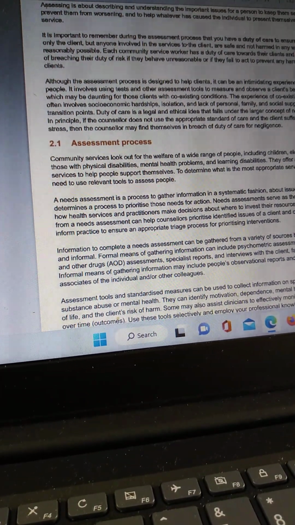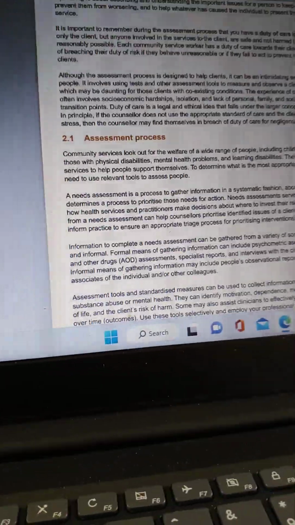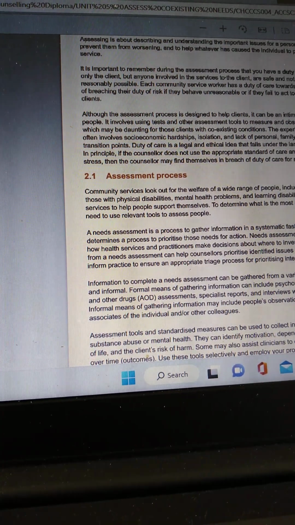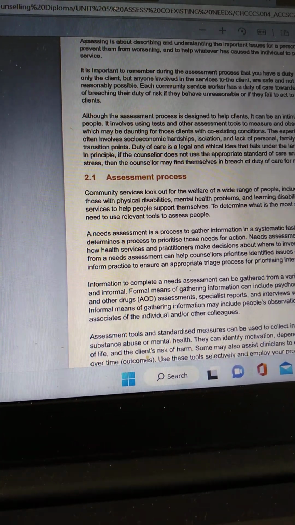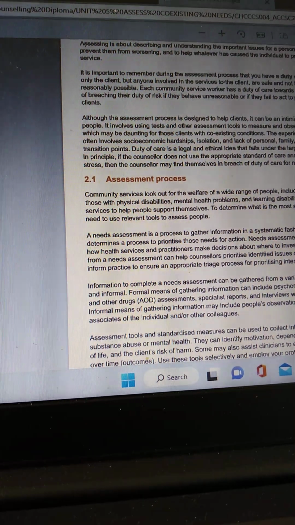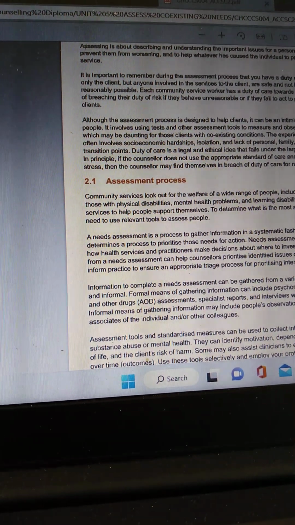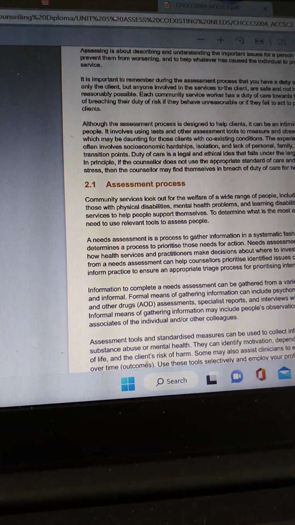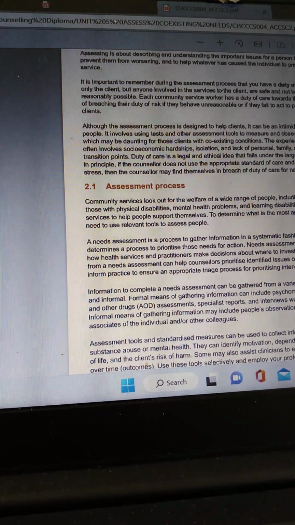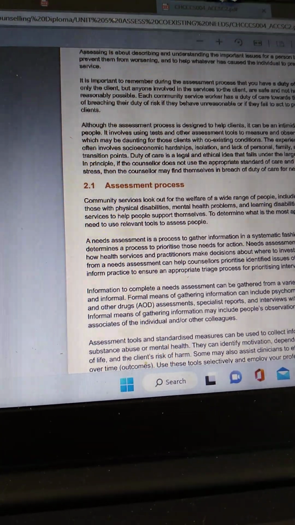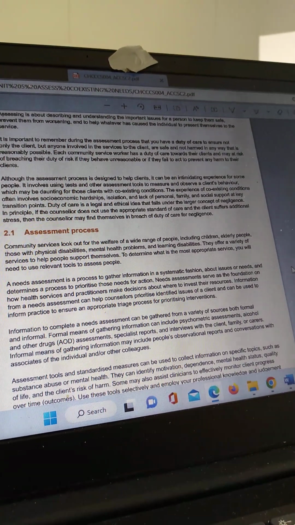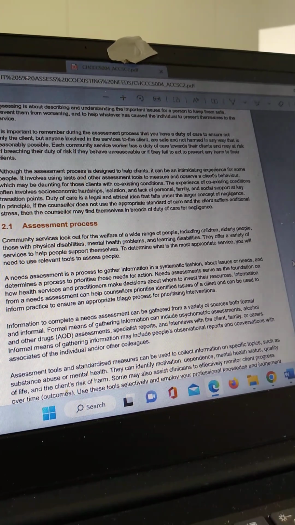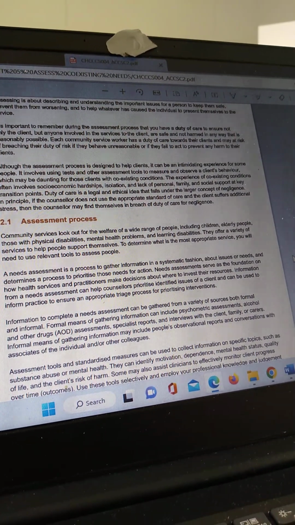Information to complete a needs assessment can be gathered from a variety of sources, both formal and informal. Formal means of gathering information can include psychometric assessments, alcohol and other drugs assessments, specialist reports, and interviews with the client, family, or carers. Informal means may include people's observational reports and conversations with associates of the individual and/or other colleagues. Assessment tools and standardized measures can be used to collect information on specific topics, such as substance abuse or mental health.